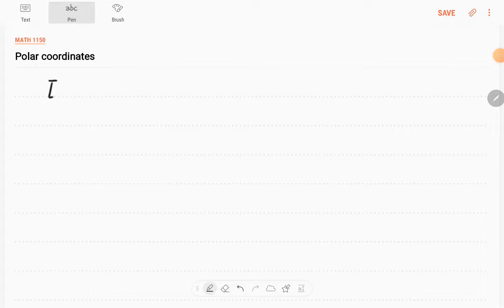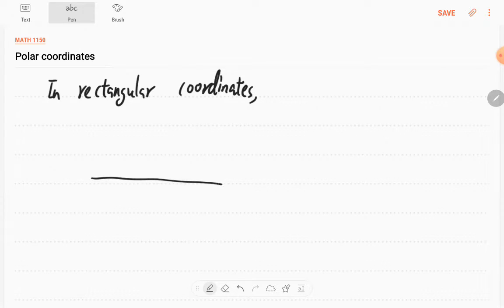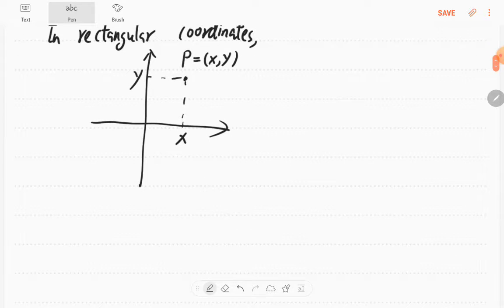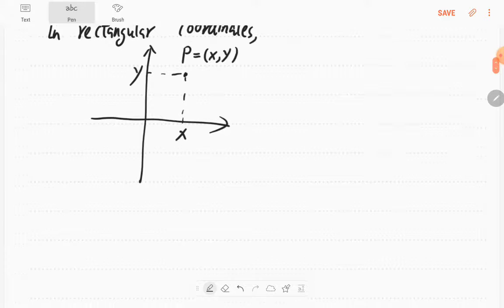In rectangular coordinates, a point P can be denoted by x and y. This is the x and this is the y, right? But this point, we can also use another way to denote the same point P.